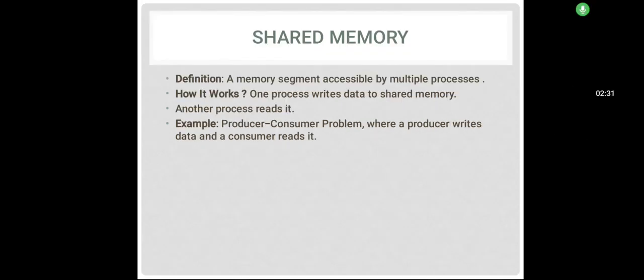And next, shared memory. A memory segment accessible by multiple processes. And how it works: one process writes data to shared memory and another process reads it. For example, the producer-consumer problem, where a producer writes the data and the consumer reads it. Advantages: faster than message passing and it reduces message overhead. Disadvantages: synchronization issues like race conditions and deadlocks.